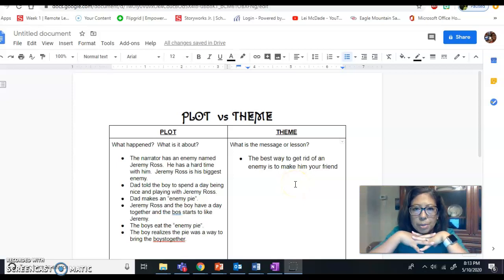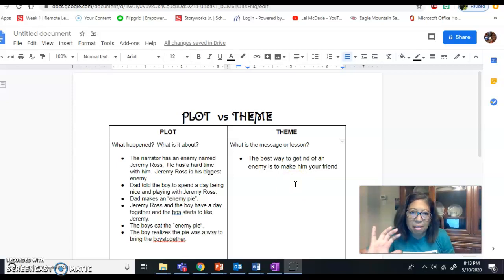So I really want you Spurs to think about that this week. Plot versus theme, because plot is very different than the theme of a story. Plot is like the summary of the story. It talks about the beginning, middle, and end, and the plot really tells you about the problem of the story, what's happening, the rising action, and then as it declines. And then the theme is just the lesson or the moral of the story.